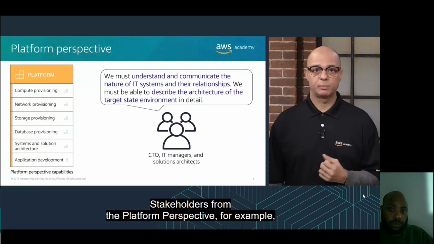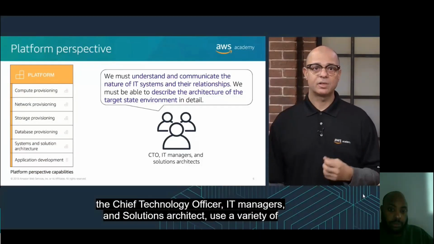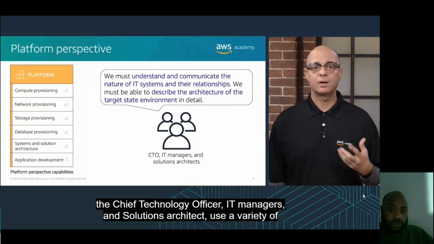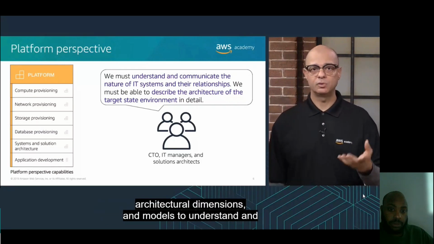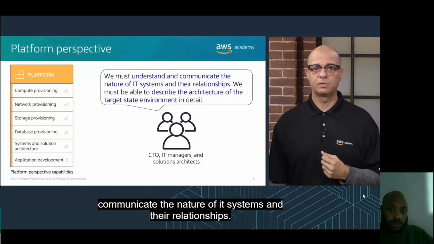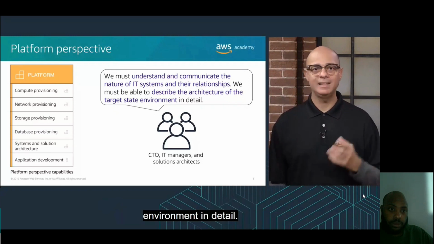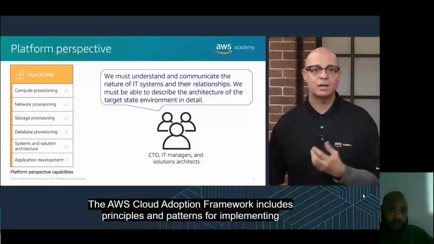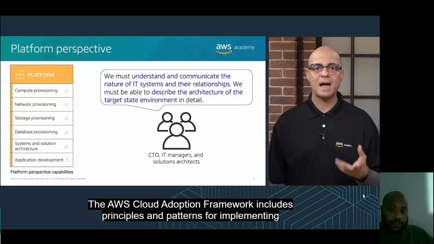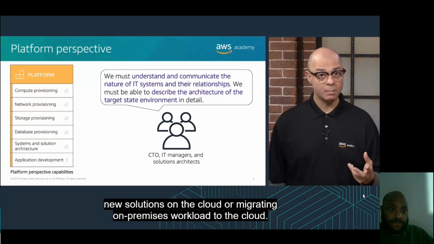Stakeholders from the platform perspective, for example, the Chief Technology Officer, IT managers, and solutions architects, use a variety of architectural dimensions and models to understand and communicate the nature of IT systems and their relationships. They must be able to describe the architecture of the target state environment in detail. The AWS Cloud Adoption Framework includes principles and patterns for implementing new solutions on the cloud or migrating on-premises workloads to the cloud.